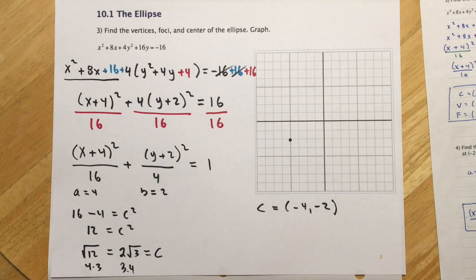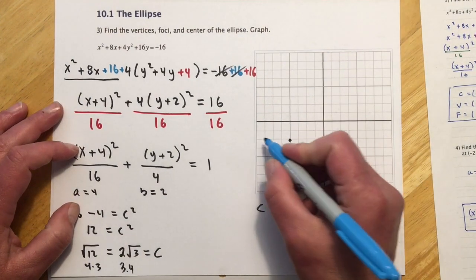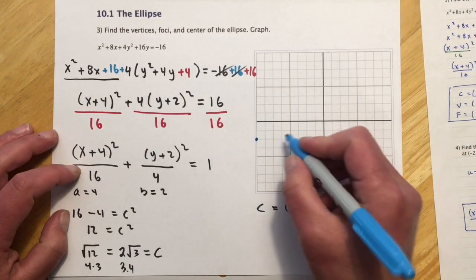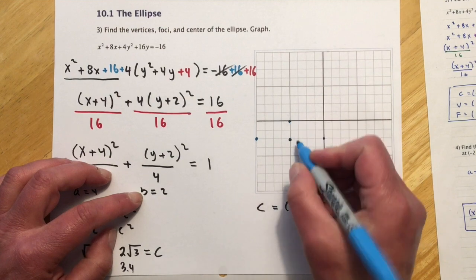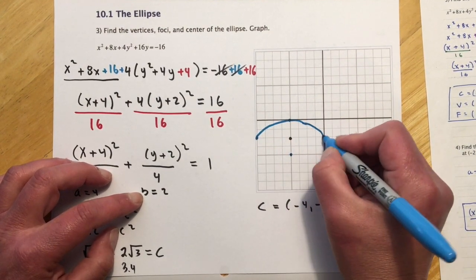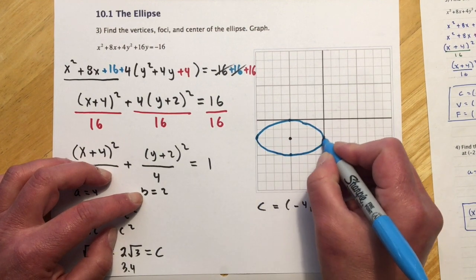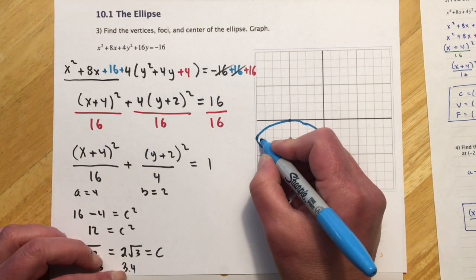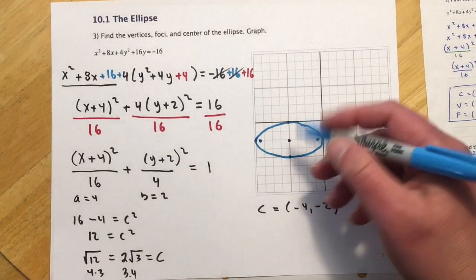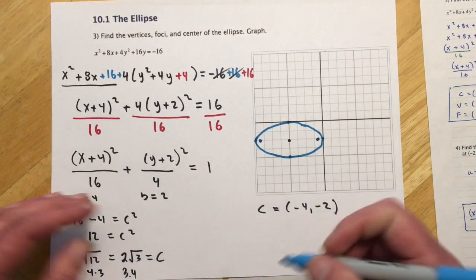So I know A was, what was A? A was 4, so that's going to go this to this. I know it's going this way because big numbers under x. B is 2, so that's the minor axis. And that gets me something sort of ellipse-shaped, hopefully. And then the foci are going to be right kind of in there. And if I draw that, it kind of helps me get the rest of the stuff right.